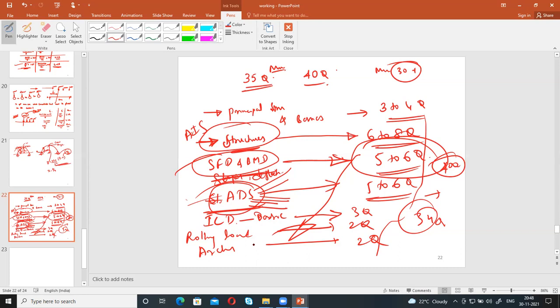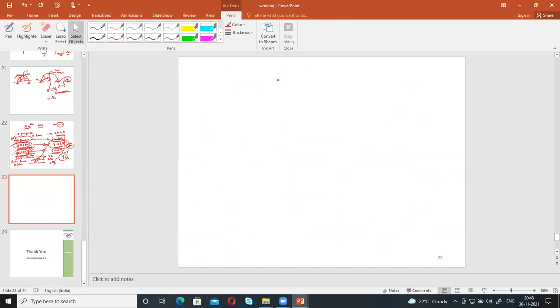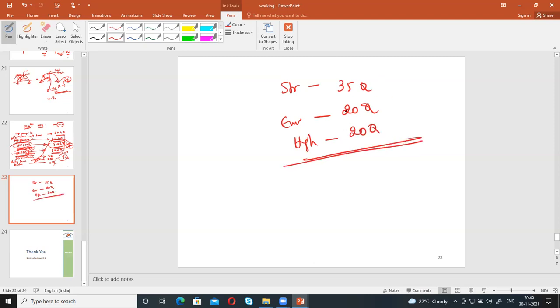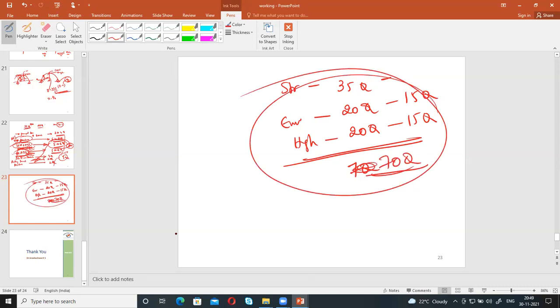In this fashion, try to catch all the subjects. In structures, for example, you get around 35 questions. In NME, you get around 20 questions. In highway, you get around 20 questions. If you focus on these three, minimum 15 questions, this is the minimum. I have put maximum for this. If you focus on these three concepts, maximum you may get 40. So you are covering around 35, 45, 55, 60, 70 questions in these three concepts.